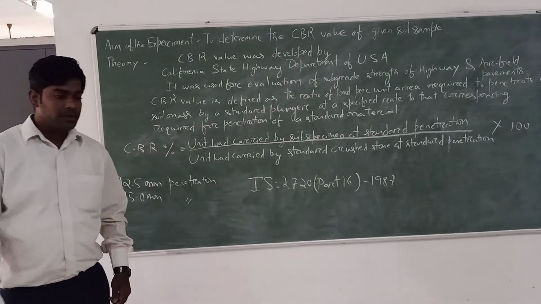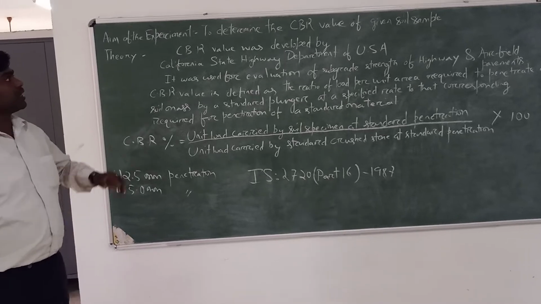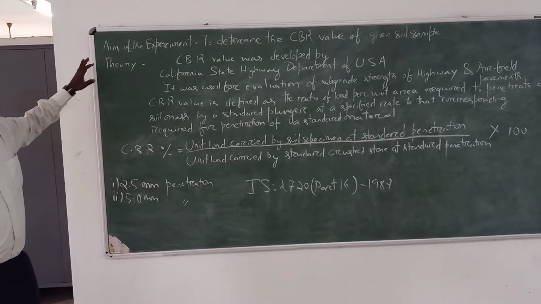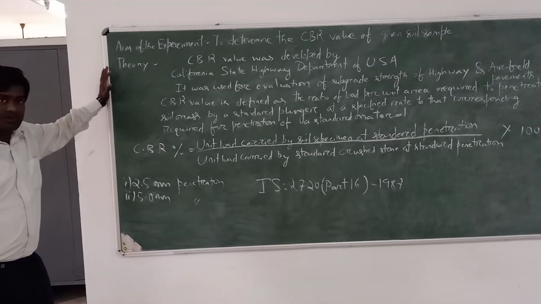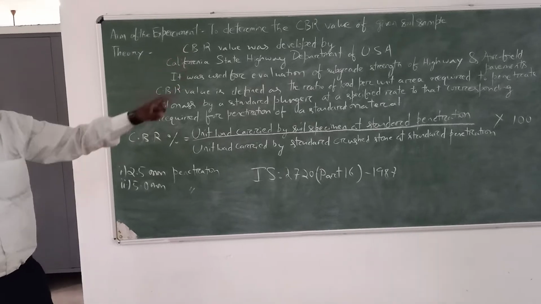Welcome to another geotechnical engineering lab experiment. Today we are going to determine the CBR value of a given soil sample. Basically, CBR means California Bearing Ratio. It was developed by the California State Highway Department of the United States of America.